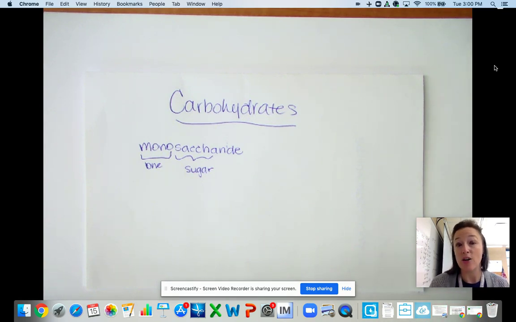You may see it called a disaccharide if it's two. So for example, table sugar that you eat is actually a disaccharide. It's two monosaccharides put together. It's a pretty simple molecule. You may see polysaccharides like starch, which is how plants store carbs. Chitin, which when you step on a roach and it crunches, ooh, gross, that's chitin. And that is another carbohydrate.